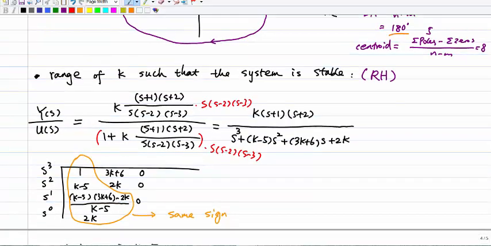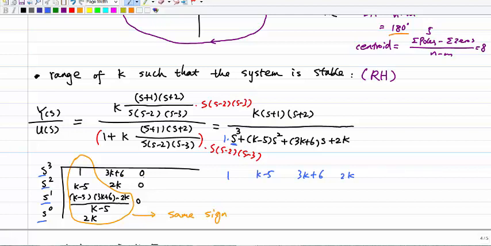Now we can use the Routh-Hurwitz criterion, with the same procedure mentioned in the previous questions, number 2, 3, and 4. We put a horizontal line and a vertical line, and put the highest order over here: s^3, s^2, s^1, s^0. Then I put in the coefficients, which are 1, k minus 5, 3k plus 6, and 2k, and 0 over here.